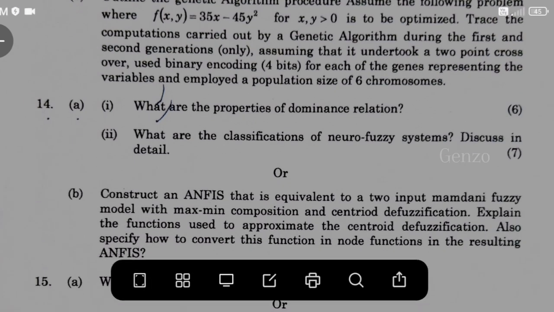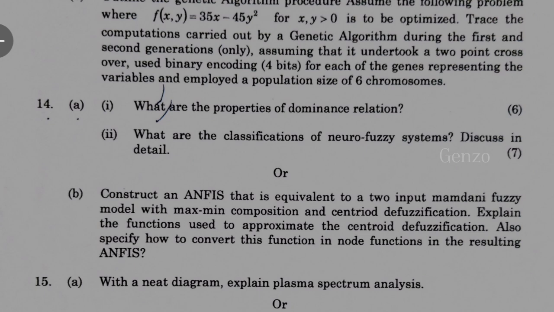14a. First, what are the properties of dominance relation? Second, what are the classifications of neurofuzzy systems discussed in detail? Or 14b. Construct an ANFIS that is equivalent to a 2-input Mamdani fuzzy model with max-min composition and centroid defuzzification. Explain the functions used to approximate the centroid defuzzification. Also specify how to convert this function into node functions in the resulting ANFIS.